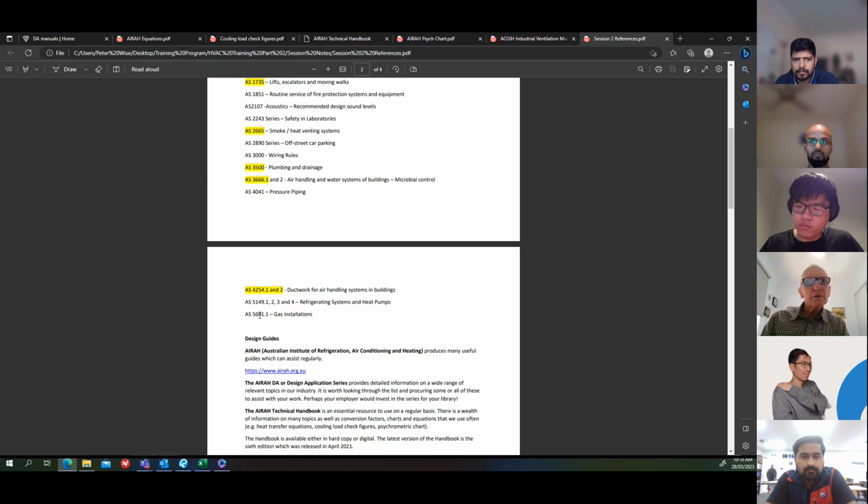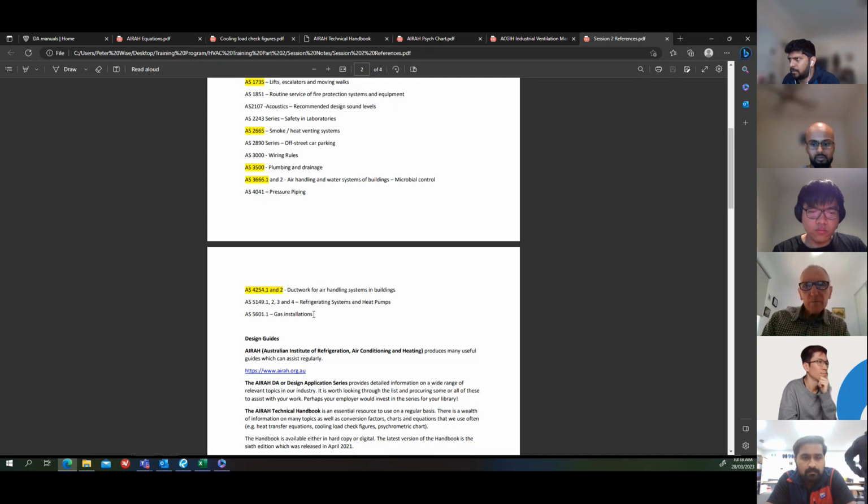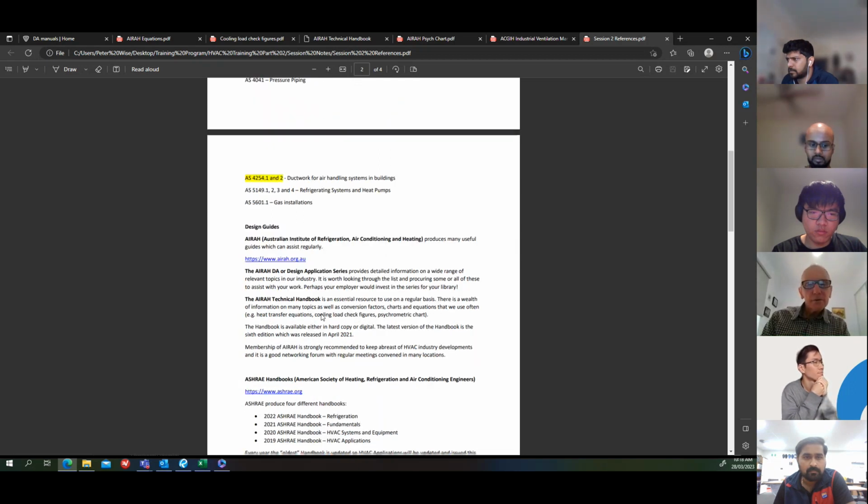I've mentioned 5149. 5601.1 is for gas installations. So if you've got a job with gas, hot water heaters in particular, this standard tells you how that has to be done. And in our case, particularly with ventilation, it gives you the details on what ventilation is required for supply and exhaust of boiler rooms and so on. Any questions so far?